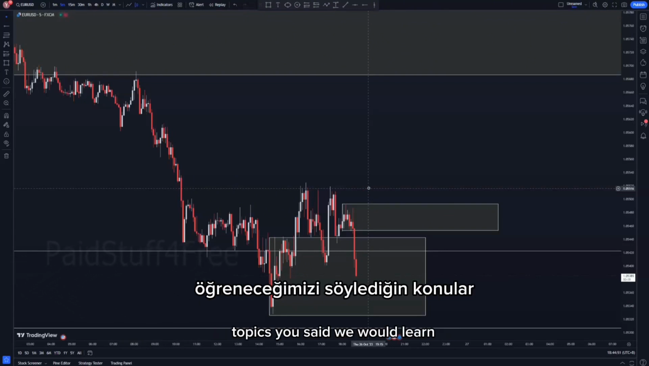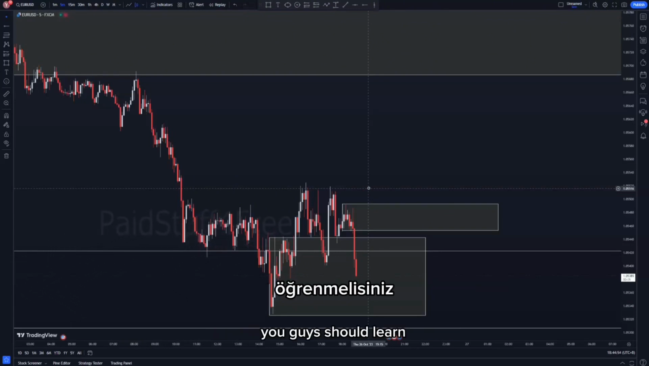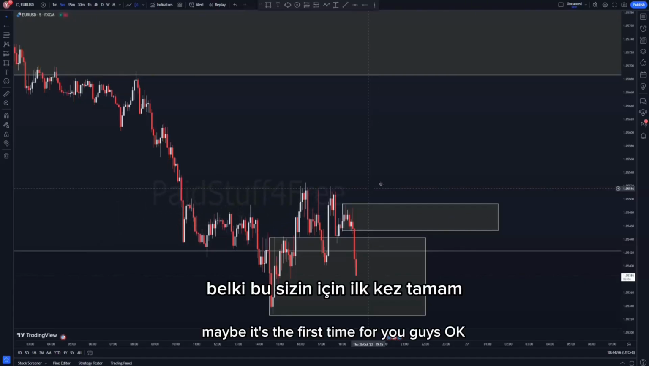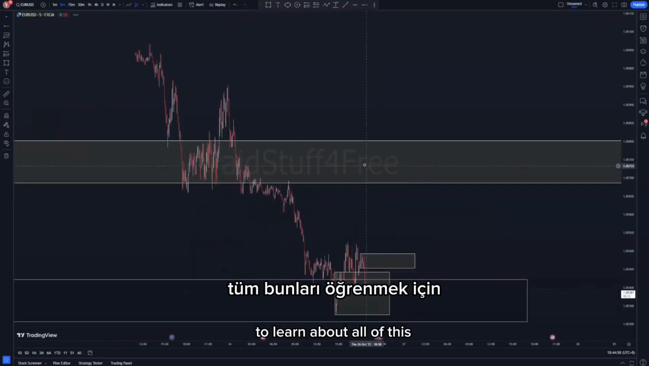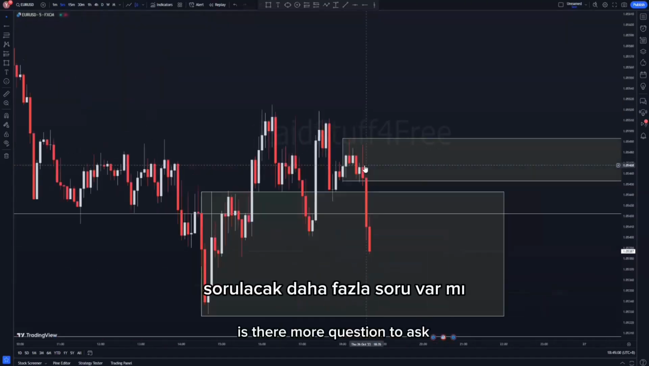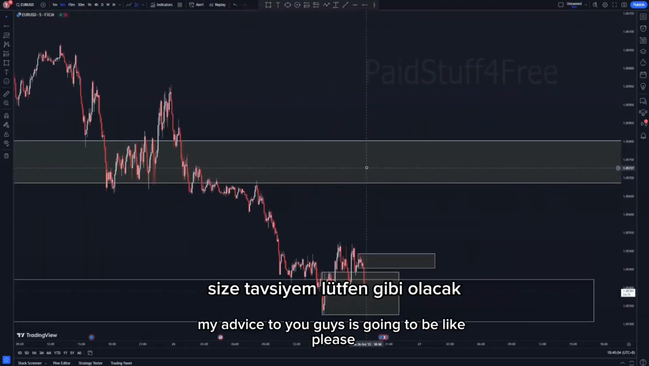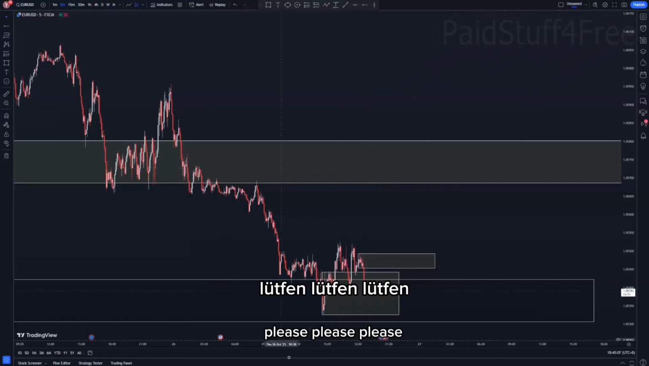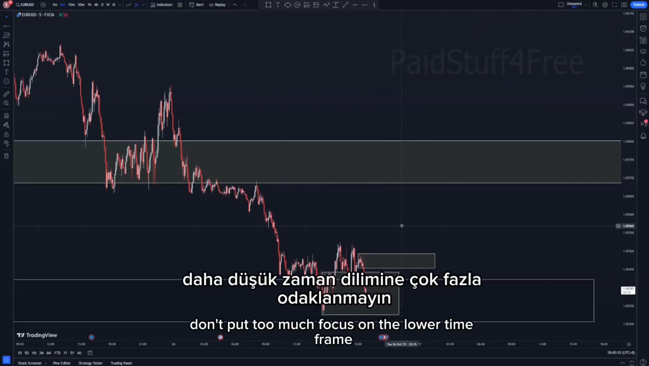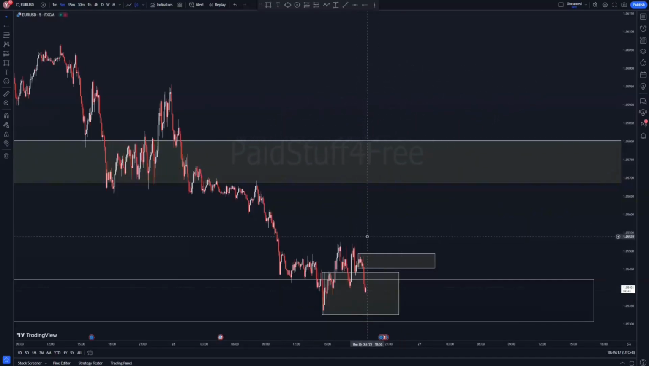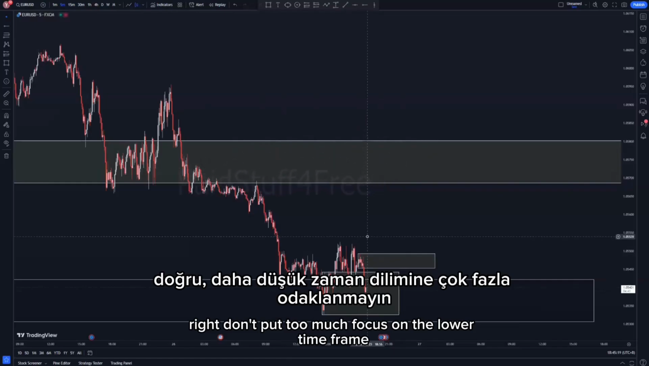Topics you said we would learn. Yeah, you guys should learn. Maybe it's the first time for you guys to learn about all of this. Are there more questions to ask? And again, my advice to you guys is, please, don't put too much focus on the lower time frame. Don't put too much focus on the lower time frame.